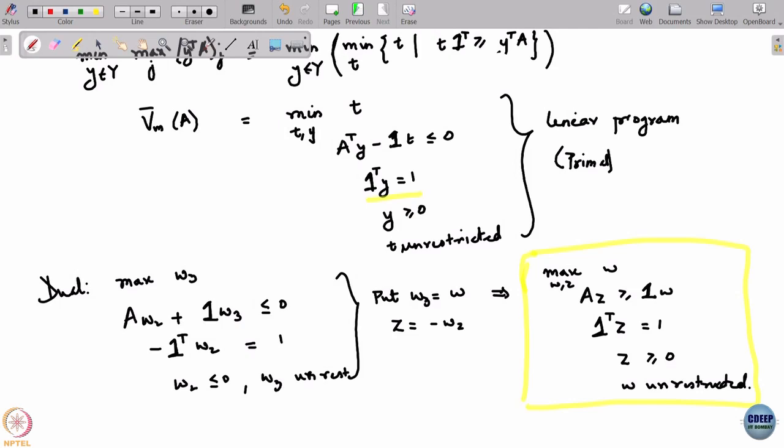Okay. So, all I have to do now is just reinterpret this, go back and check if this matches with the Vm lower bar. Okay. So, let's just do that now.